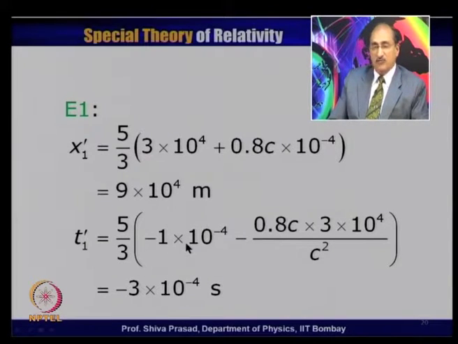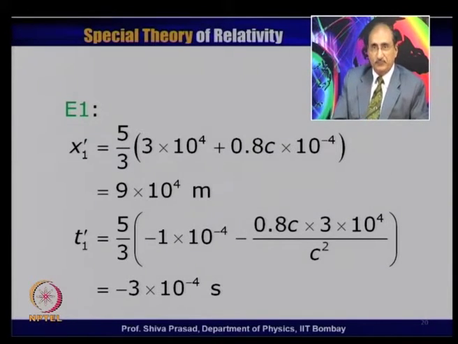Same for the time transformation, t1 prime will be equal to 5 by 3 times the time, which is minus 1, it is gamma times t minus Vx upon c square. So, this is t, which is minus 1 into 10 to the power minus 4, V is 0.8 c, x was 30 kilometers, 3 into 10 to the power 4 meters, divided by c square. Substitute the value of c, you will find out that this time is minus 3 into 10 to the power minus 4 seconds.